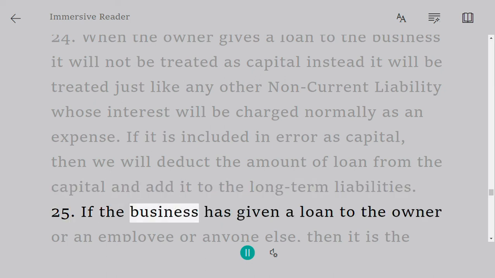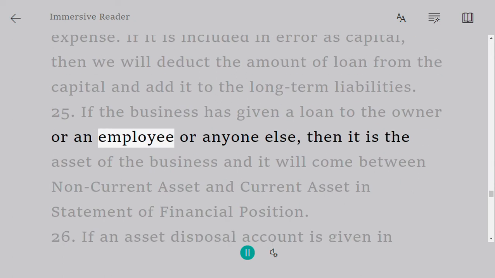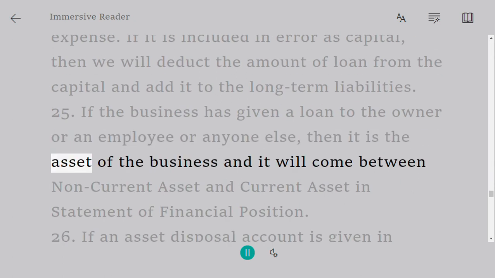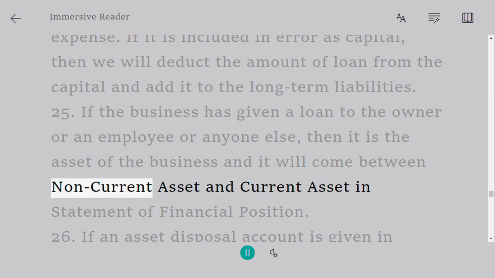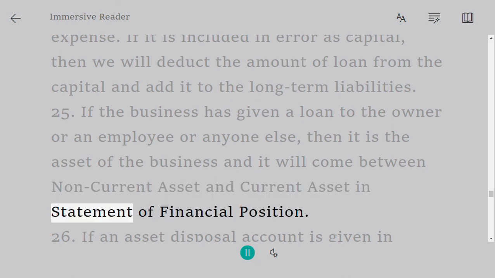25. If the business has given a loan to the owner or an employee or anyone else, then it is an asset of the business and it will come between non-current assets and current assets in the statement of financial position.